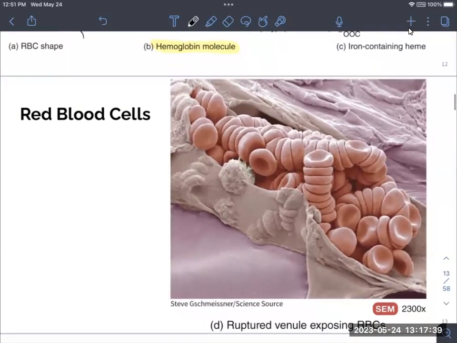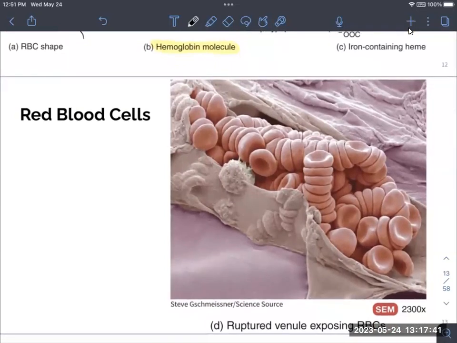Here is a ruptured vein. Here is a venule. Venule is smaller than a vein. When we get to the blood vessel chapter, we'll go into exactly what all of these different types of blood vessels are, but you can see all of these red blood cells inside. You can see all these biconcave discs. They're trying to travel through this little venule, but this venule broke open. Something happened to it. So this is what we see.